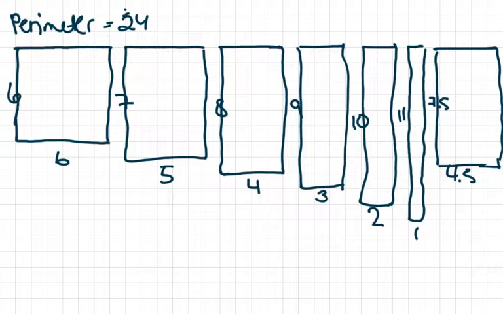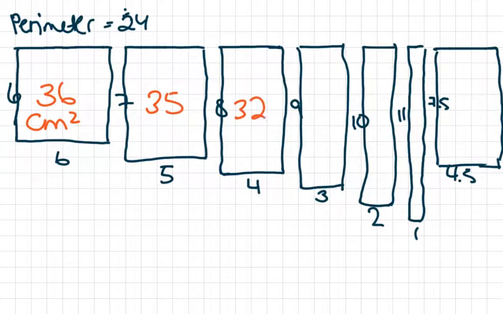All right, now part B says determine the area of each of these rectangles. So I'll write the area in a different color. For the area, we just need to multiply length times width. So 6 times 6 is 36. And don't forget that when you do area, say this was centimeters, then it would be centimeters squared. 7 times 5 is 35 centimeters squared. 8 times 4 is 32. 9 times 3 is 27. 10 times 2 is 20. 11 times 1 is 11.